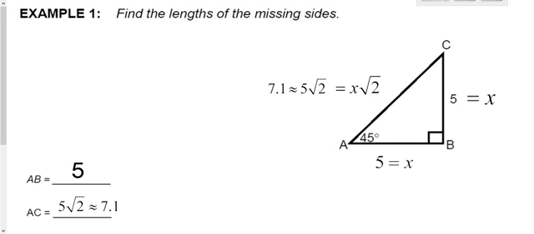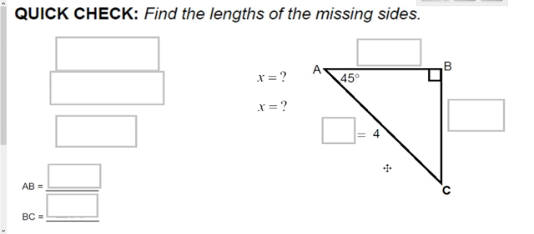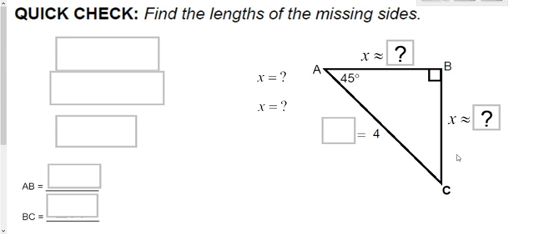Let's look at the quick check. So again, this time we've got the hypotenuse. We label our sides. This side is X. Don't know what it is yet. This side is also X. Same as this, but we don't know what it is. And this one was X times the square root of 2. And I put the equal sign in here. It equals this number right here.